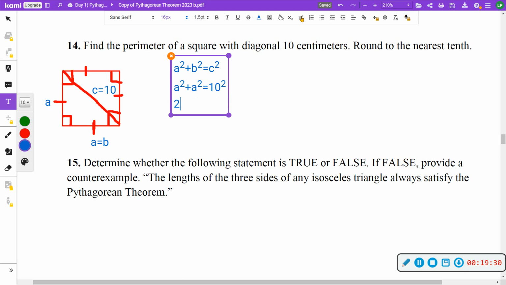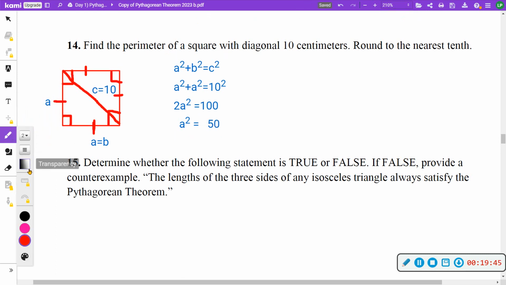And A squared plus A squared is 2A squared. And 10 squared is 100. I would then divide by 2. 100 divided by 2 is 50. And finally, I would take the square root.